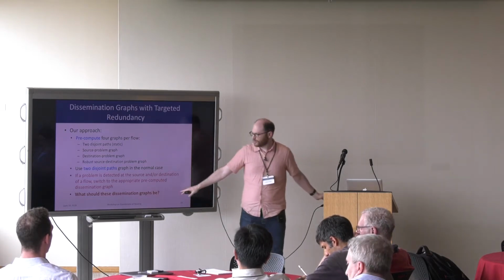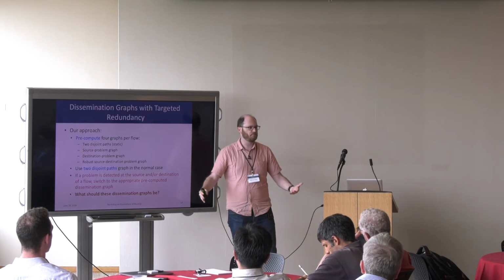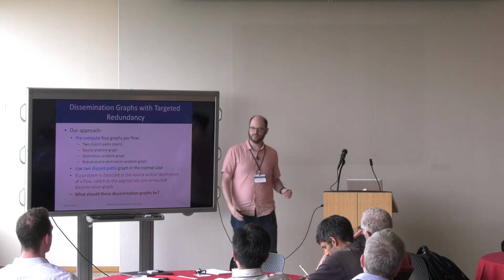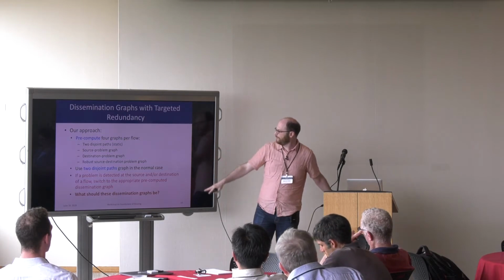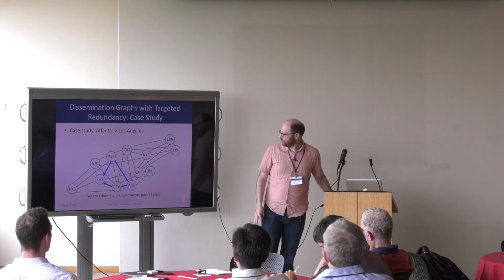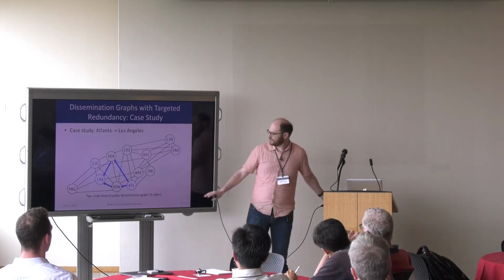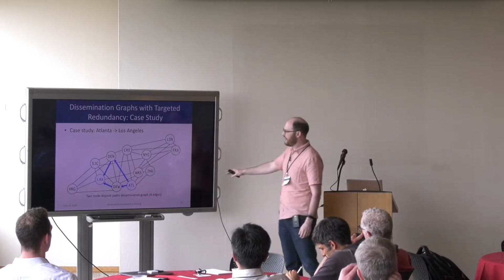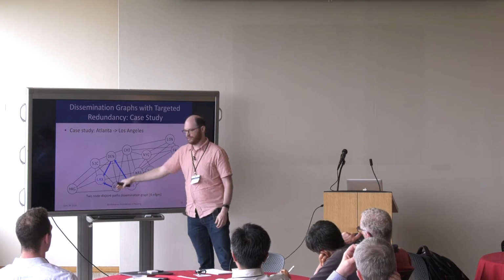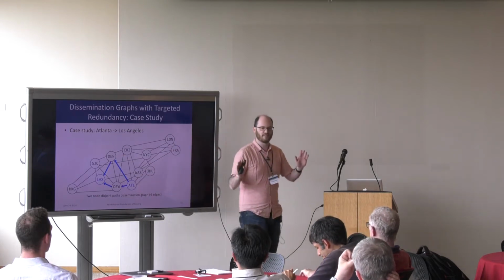OK, so the obvious question now is, I've said we're going to build these graphs, and I've even said what I want them to do, but what should they be? So let's think about this for a minute. Let's think about Atlanta to LA in this graph. Two disjoint paths, fine: through Denver, through Dallas, I have my two disjoint paths.